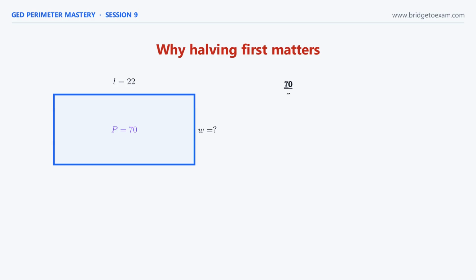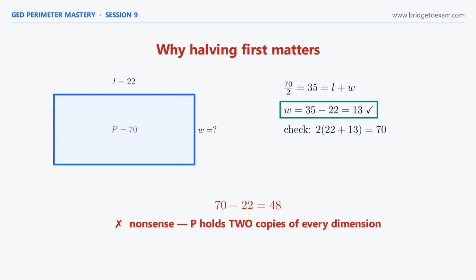Watch why halving first matters. A rectangle has perimeter 70, length 22. Half, 35, equals L plus W. So the width is 13. Check. 2 times 22 plus 13 is 70. Now the trap. Subtracting 22 straight from 70 gives 48. Nonsense, because the perimeter holds 2 copies of every dimension.